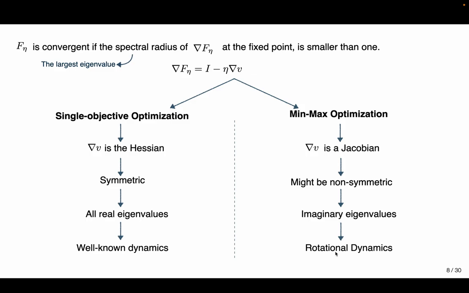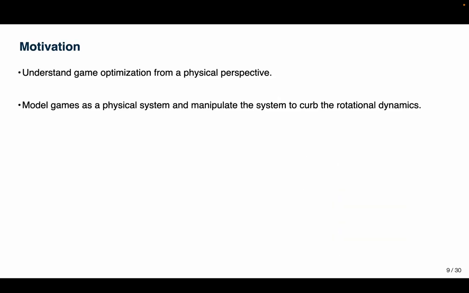So in this paper, we wanted to study game optimization from a physical perspective. We wanted to gain intuition into these types of games from a physical perspective. And the goal here was, after modeling the system as a physical system, to manipulate it such that we can curb these rotational dynamics and have better convergent dynamics.